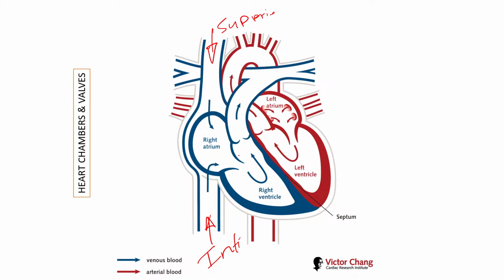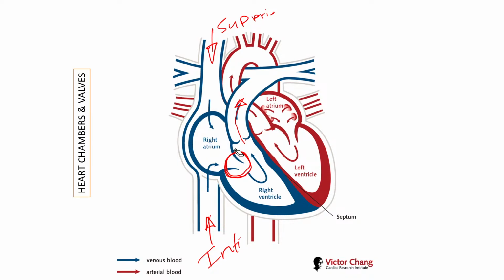And then there's a door here. Let me surround it with a circle. Just look at the circle that I've drawn in red. This door will open to allow blood to get into your right ventricle. And when blood gets into the right ventricle, it is taken out and gets to your lungs. So we'll look at that.